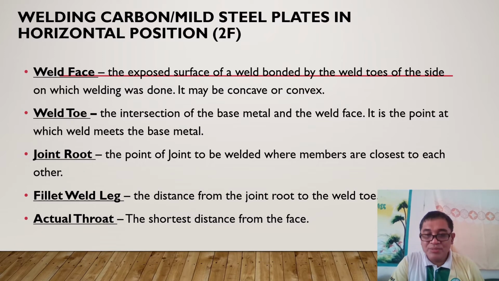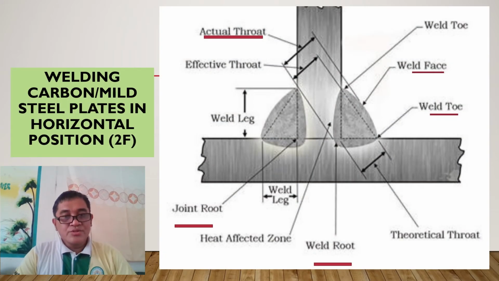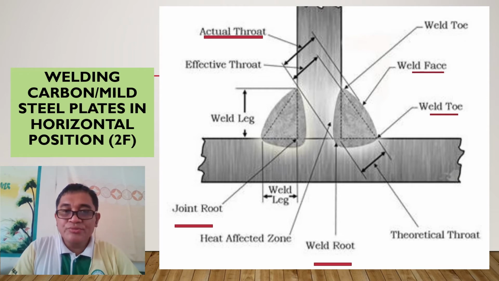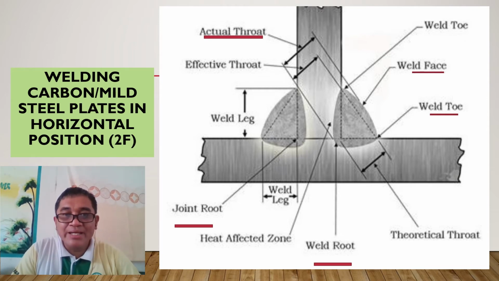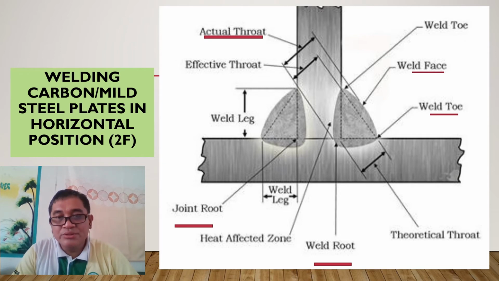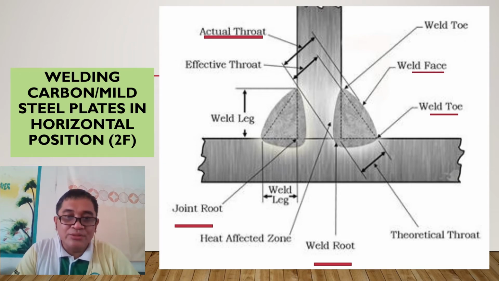So this is the basic parts of the fillet weld profiles. To have a closer look at the fillet weld profiles, you have here words that are underlined by red line. Number one here is the actual root, the weld face, the weld toe. Notice the weld toe is on both sides of the weld face. So the joint root, the weld roots, and the vertical root. You have also the weld leg right there. So you need to be familiarized with the fillet weld profiles.